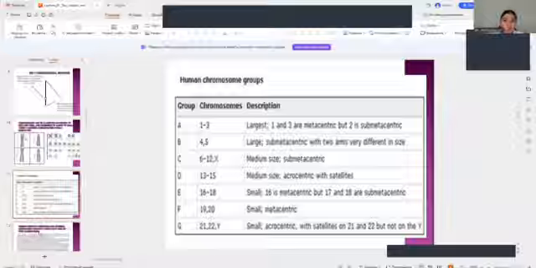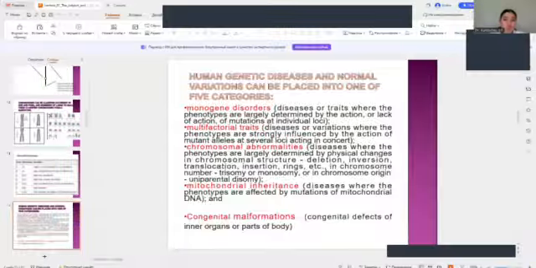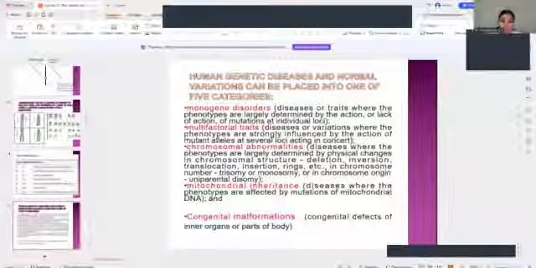So, human genetic disease and normal variations can be placed into one of 5 categories. Monogenic disorders: diseases or traits where the phenotypes are largely determined by the action or lack of action of a mutation at individual loci. Multifactorial traits: diseases or variations where the phenotypes are strongly influenced by the action of mutant alleles at several loci acting in concert.